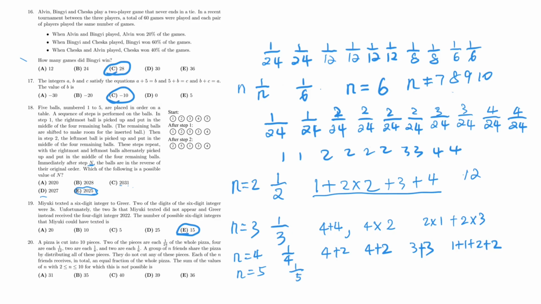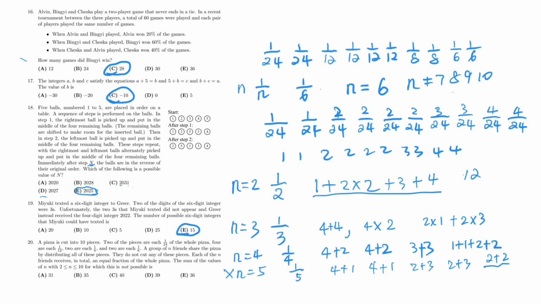1/5 is not working, because 4 plus 1, that's 5. 2 plus 3, 5. It just leaves us 2 plus 2, not 5. So n equals 5 is not possible.